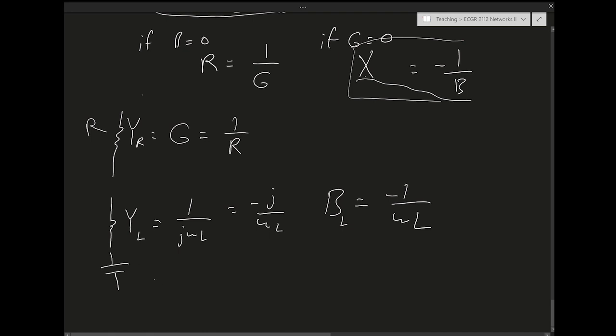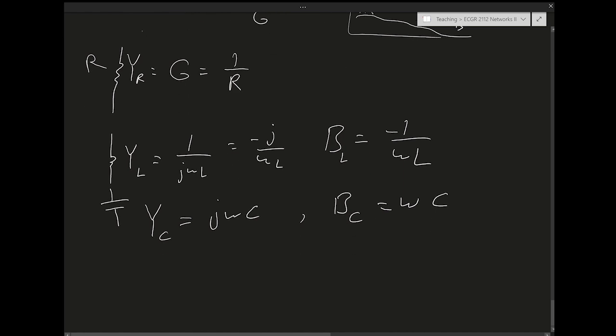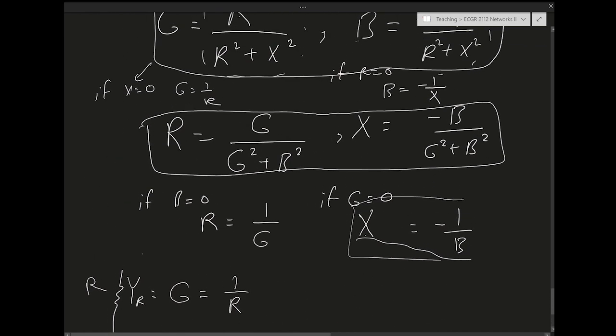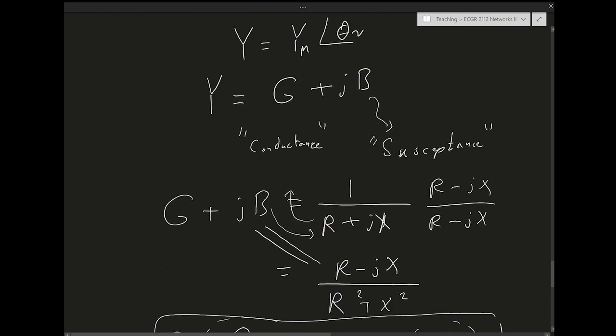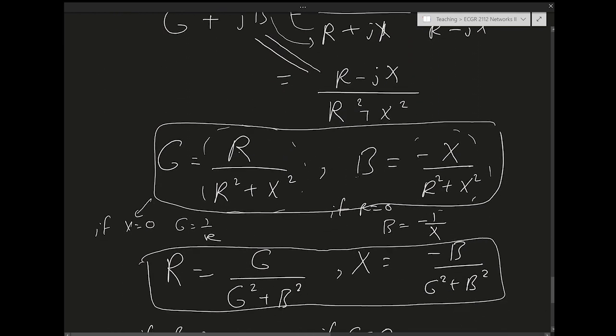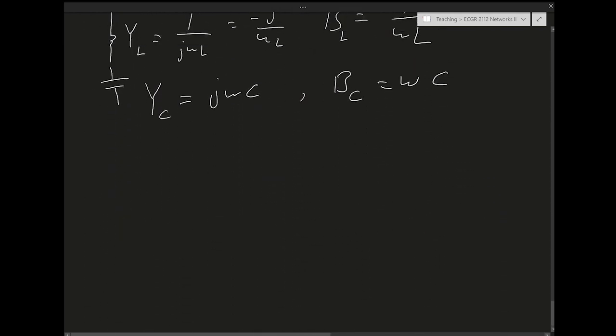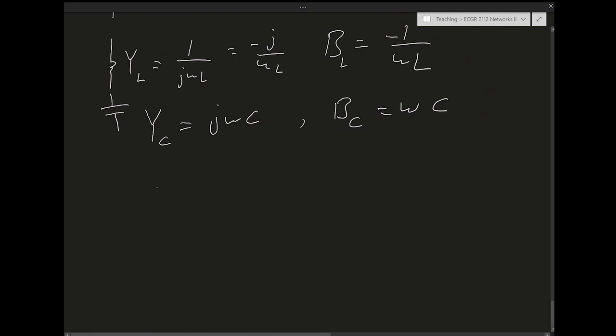For a capacitance, we found that the impedance is 1 over j omega C. So the admittance has to be the inverse of that. So it equals j omega C, right? So the susceptance for a capacitor is omega C. Okay, so nothing different about the admittance. It's just the inverse of the impedance. And then we can derive equations for series connection and parallel connection of admittances.